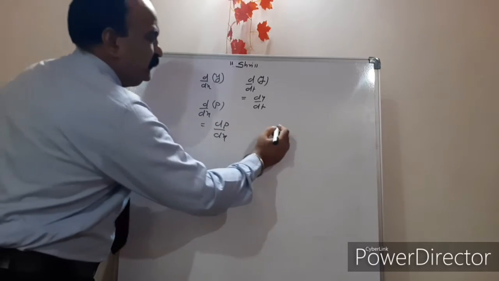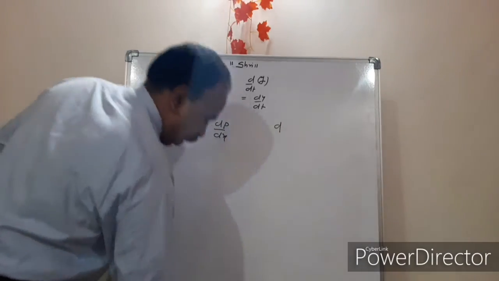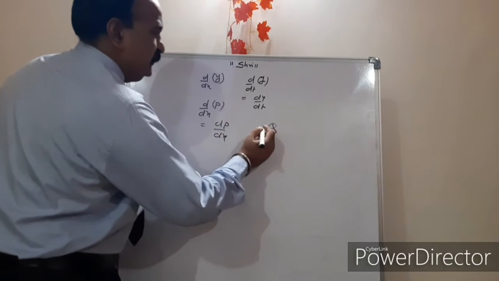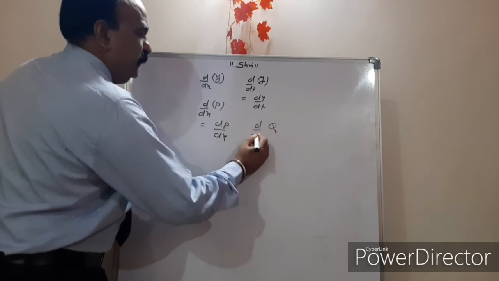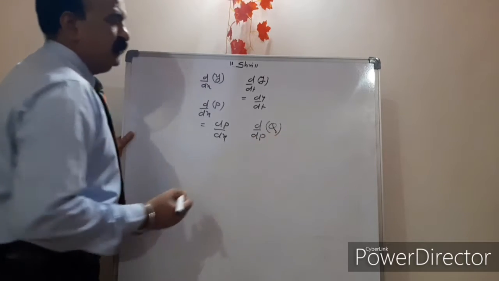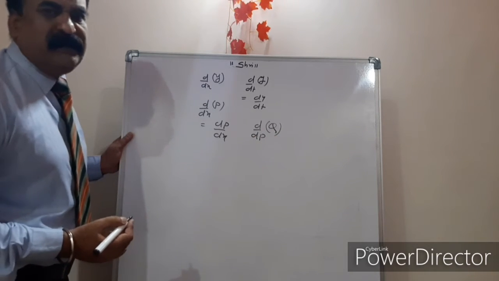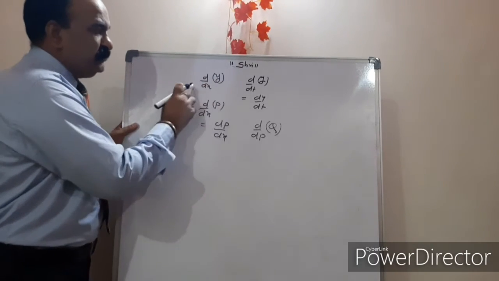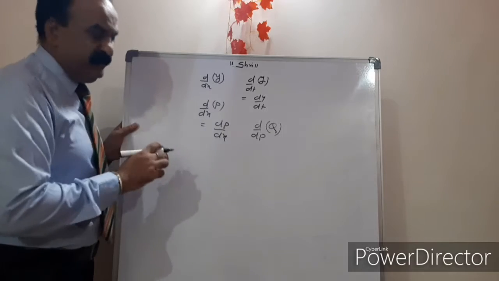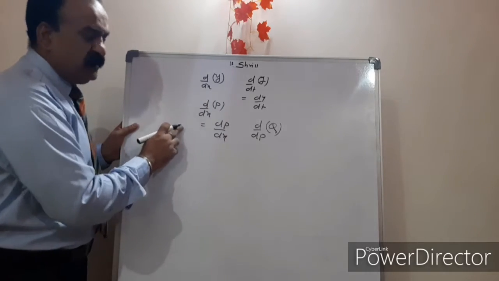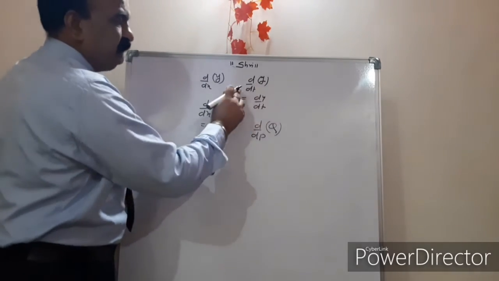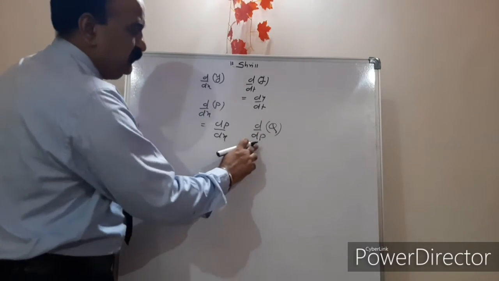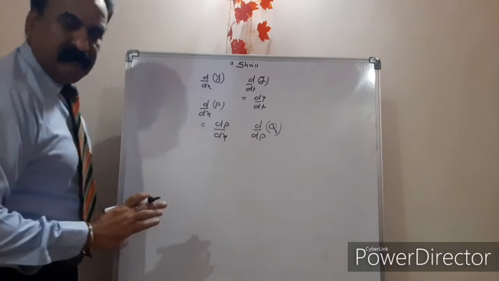And suppose if I am writing here q, it means q is changing with respect to p, and d by dp of q means you will write dq by dp. This is called the differential coefficient. If y is changing with respect to x, it is called dy by dx. P is changing with respect to x, dp by dx. Y is changing with respect to t, it is dy by dt. And q is changing with respect to p, it means dq by dp.